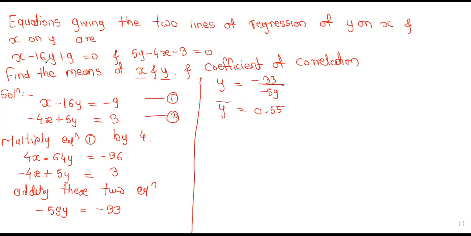Now we calculate the value of x. So we put the value in this equation. x is equal to 16y minus 9. So x is equal to 16 into 0.55 minus 9. After simplifying, we get x bar is equal to minus 0.2. Okay. Now we have to calculate the coefficient of correlation.